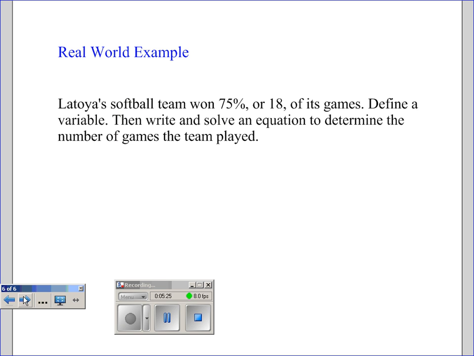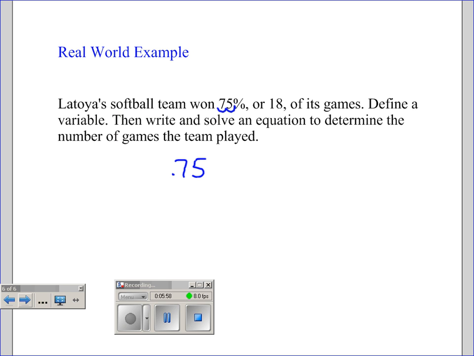Okay, our last example, and our real world example for this lesson, is: Latoya's softball team won 75%, or 18, of its games. Define a variable, then write and solve an equation to determine the number of games the team played. First we're going to get rid of the percentage and make it a decimal. Always remember that there is a decimal right behind the 5, right underneath the percentage sign. We always move it over 2 for percentages, so 1, 2, which would give us 0.75.